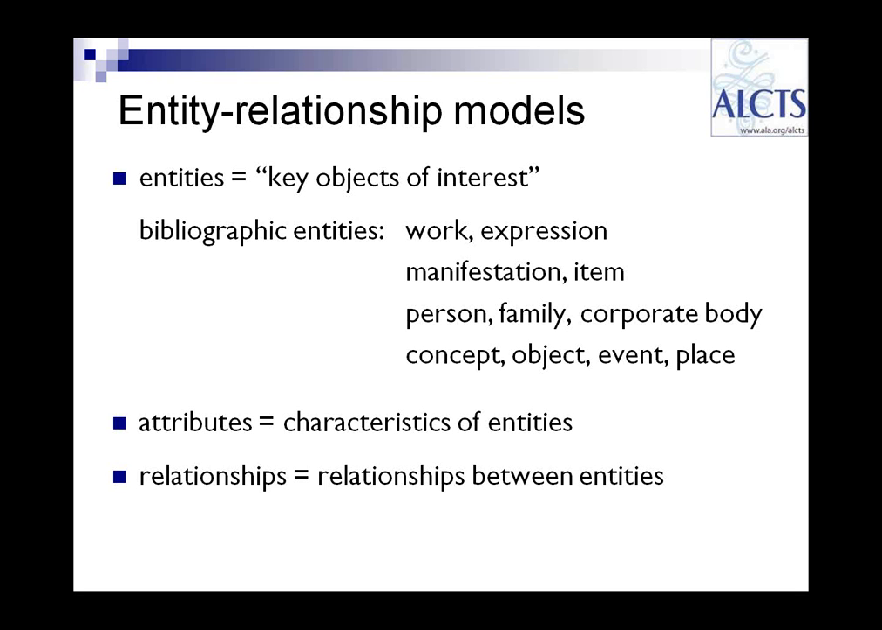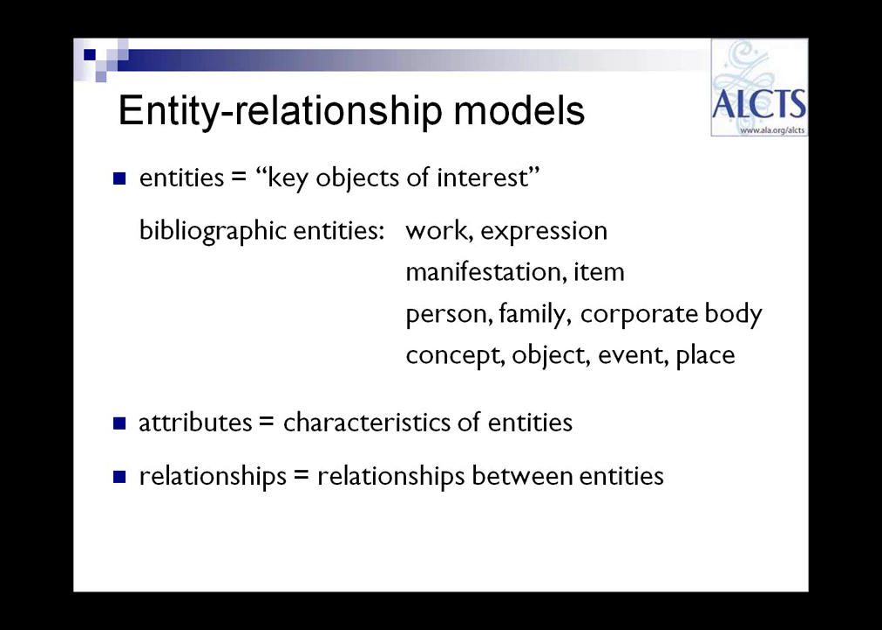Now, the other thing about these models is that they're entity relationship models. Entity relationship models have three components: entities, attributes, and relationships. And entities are key objects of interest, and so if it's going to be about bibliographic data, they're going to be entities of interest to those who use bibliographic data. Entities such as work, manifestation, person, and place.